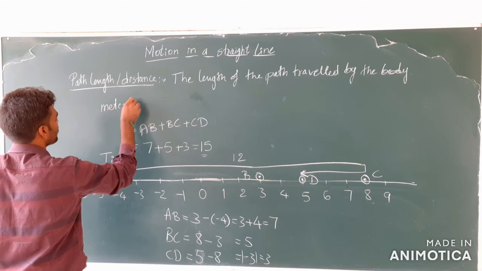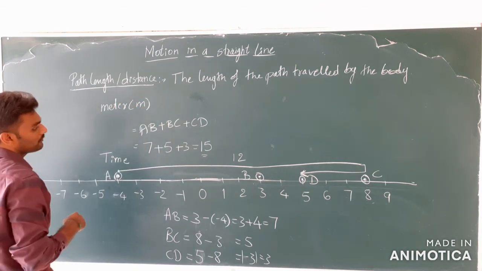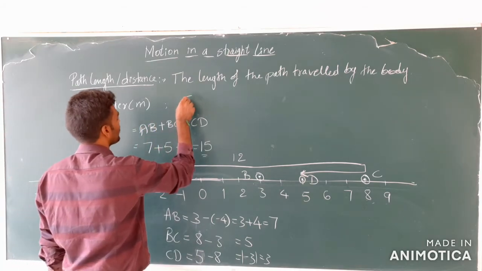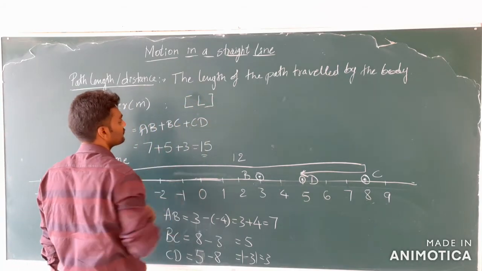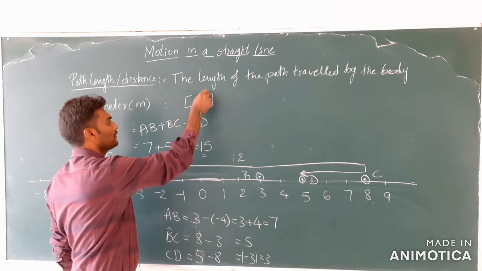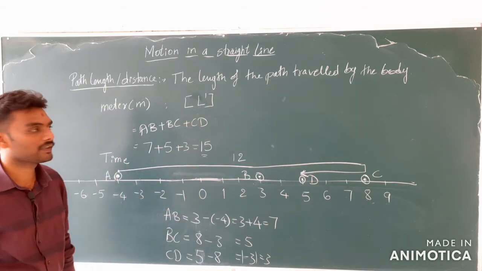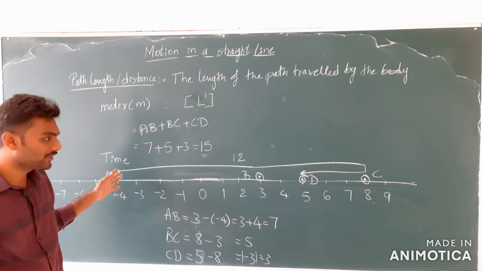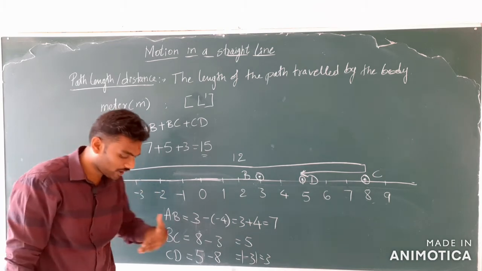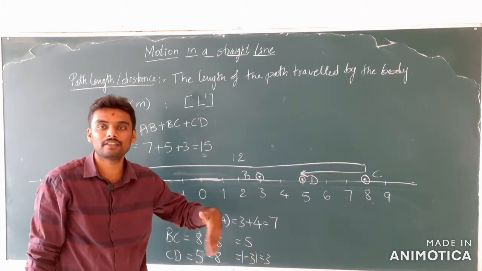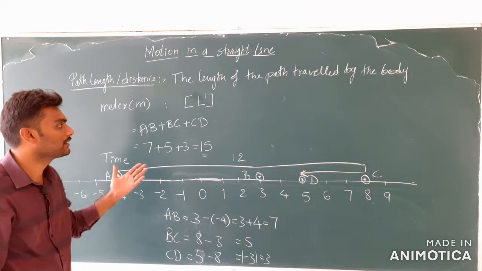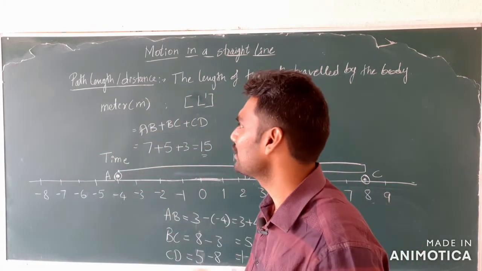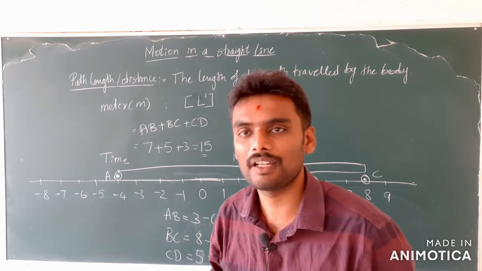Right? We all know this, represented by small m. Okay, and the dimension of path length or distance is L. Okay, or L1 or simply L is also fine. Okay, so this is about distance. Now, which means we have to just measure wherever the body goes. We need to keep measuring the length, and hence we will finally get the path length. Clear? There is one more term which is very similar to this, and we will take that now.